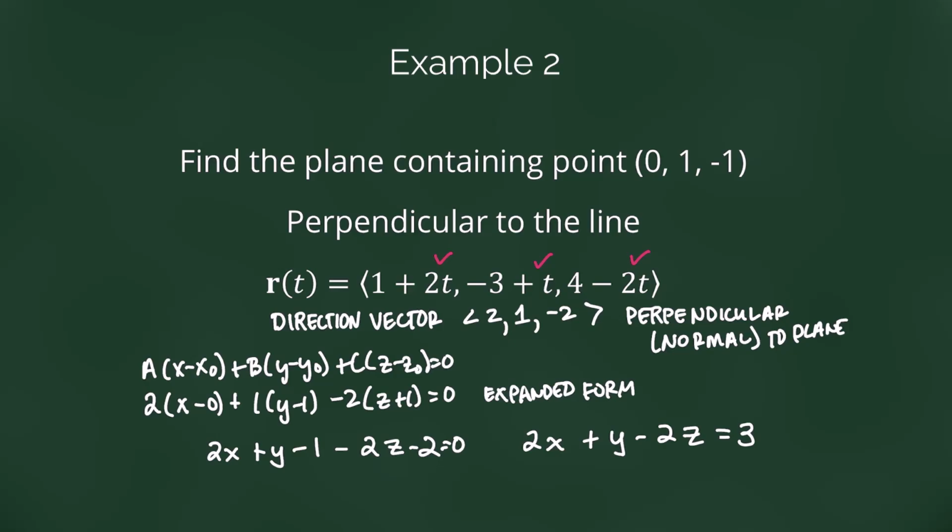And notice that if we had chosen a different vector, say 4, 2, negative 4 as our normal vector, the only difference would be that everything in the equation would have gotten multiplied by 2. So this would have led to the equation 4x plus 2y minus 4z, and then our d value would have ended up being 6. These two equations are in fact equivalent to each other, meaning that any point that satisfies one of them is going to satisfy the other.